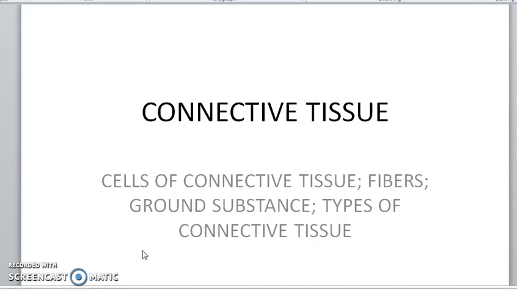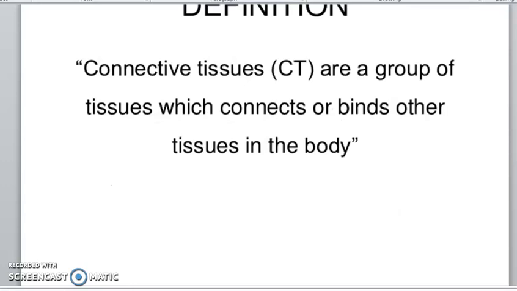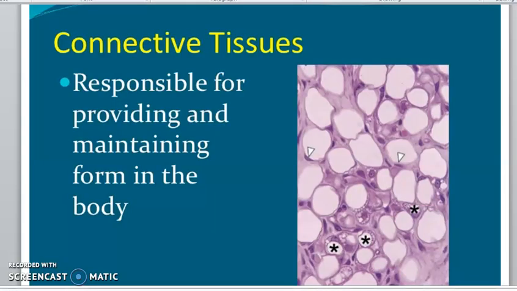Today we'll be looking at the connective tissue. We'll look at the cells of the connective tissues, the fibers, the ground substance, types of connective tissues, and a lot more. Connective tissue is a group of tissues which connects or binds other tissues in the body. They are responsible for providing and maintaining form in the body.